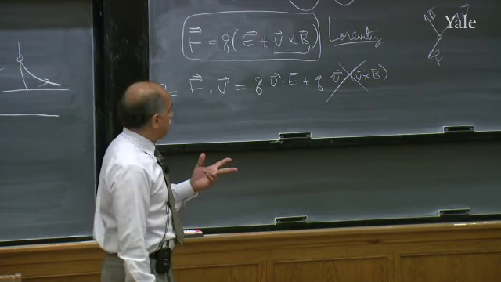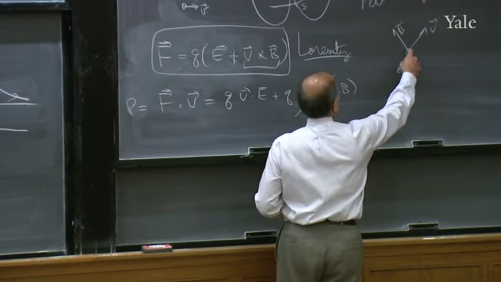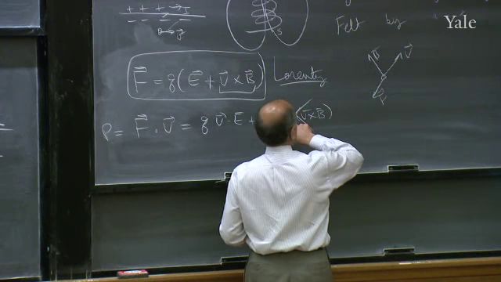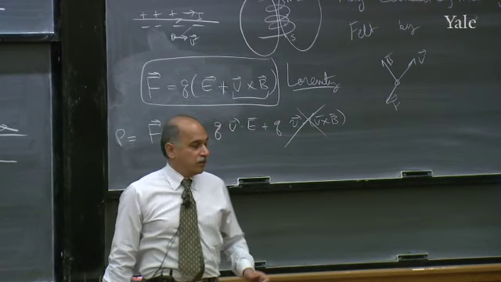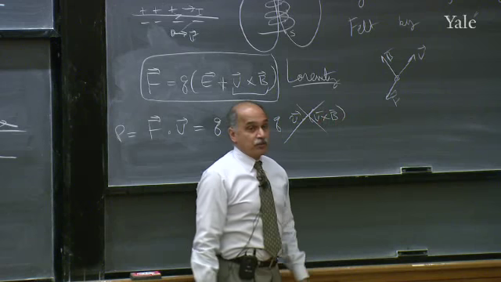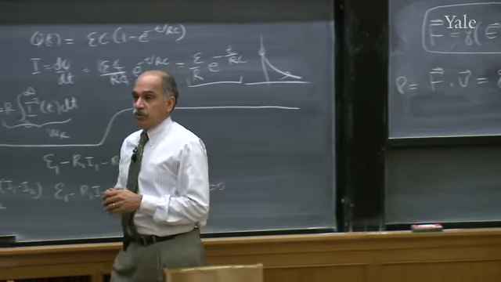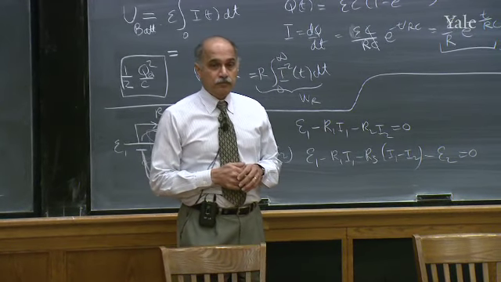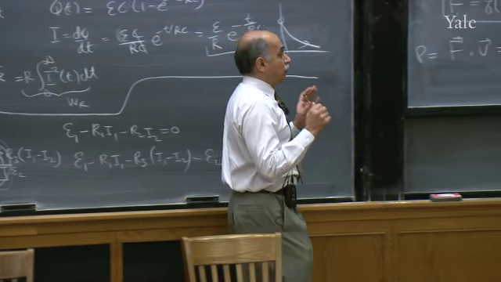V cross B is orthogonal to both V and to B. So if V and B are in the blackboard, V cross B is outside the blackboard. Its dot product with anything in the blackboard is 0. So whenever you have a vector dotting itself cross something else, the answer is 0. That means the magnetic force is always perpendicular to the motion of the particle. That means it doesn't do any work. Never, not just weekends. Magnetic field doesn't do any work.